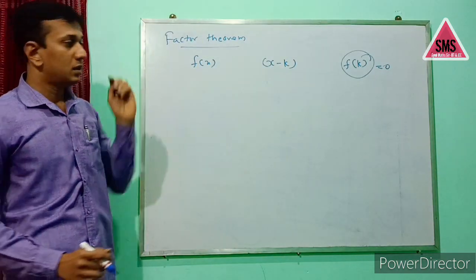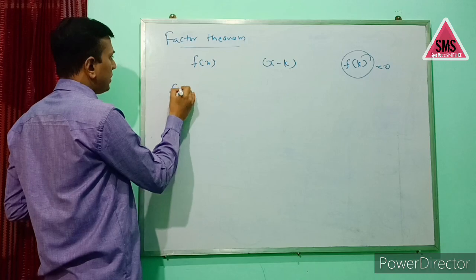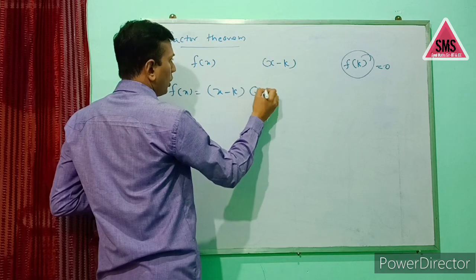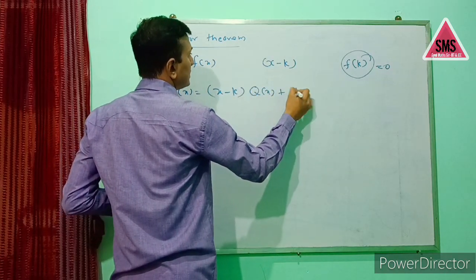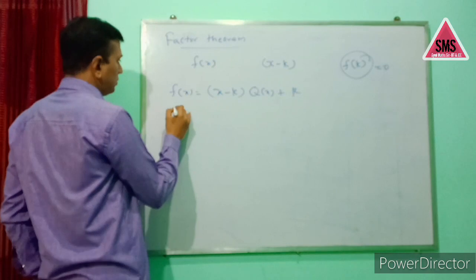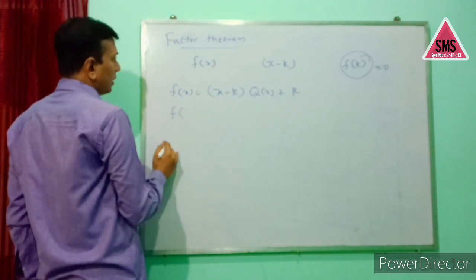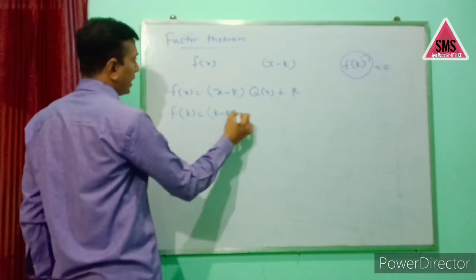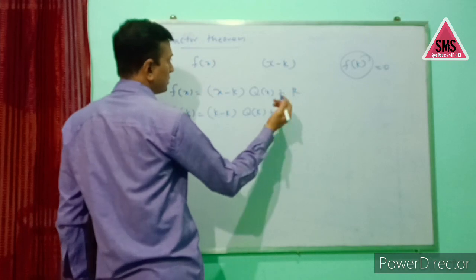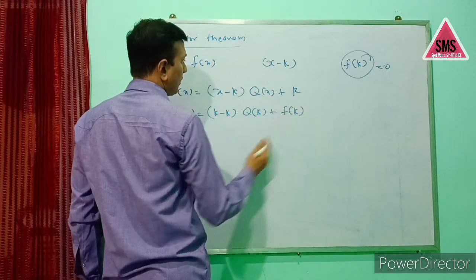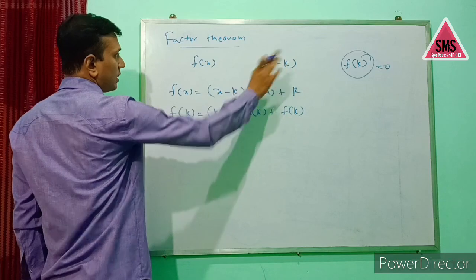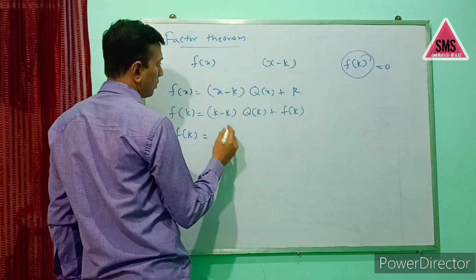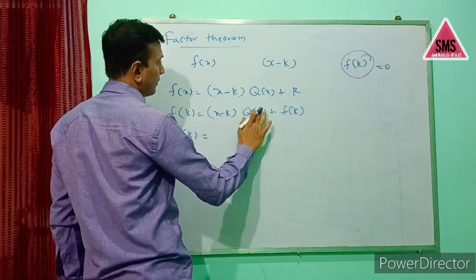So what is the proof? Same condition. F of x is equal to x minus k into q of x plus r. Now the r value is f of k. When x is equal to k, you substitute k minus k, q of k, and the r value is going to be f of k. Already we have proved this. If this f of k is going to be 0, or let us suppose that x minus k itself.